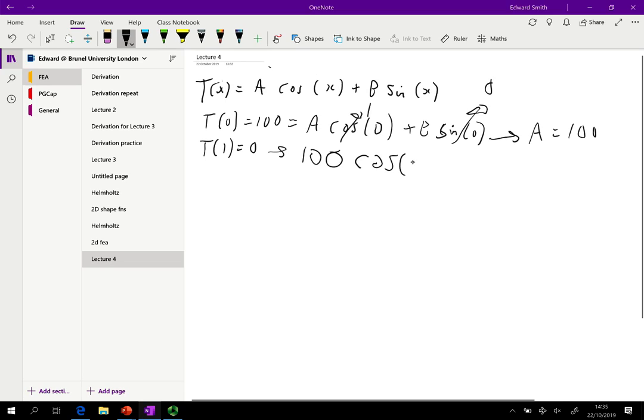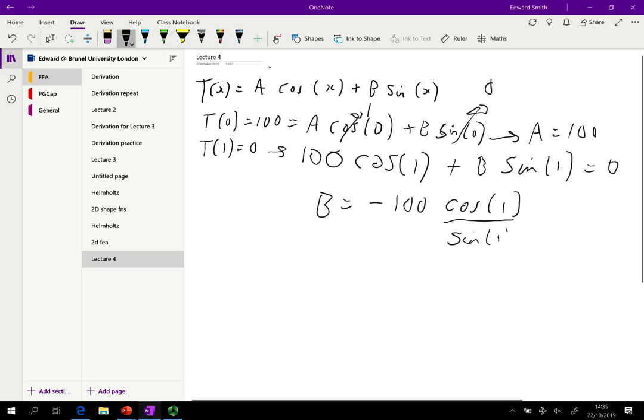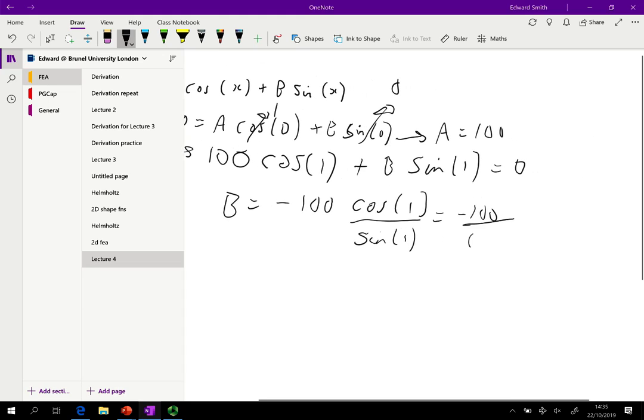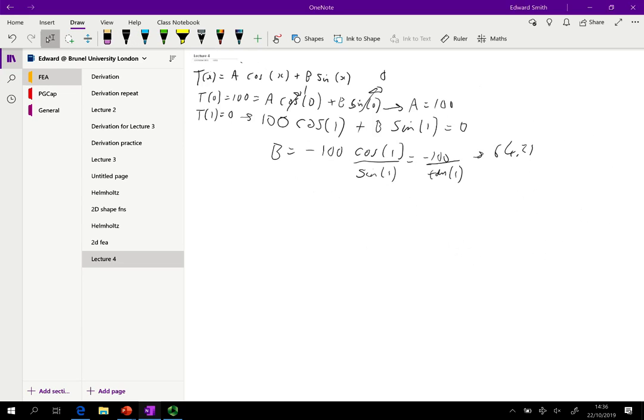But essentially, putting in a value, we get 100 cosine of 1 plus B sine of 1, and you have to do this on your calculator in radians. And that's equal to 0. So we can rearrange, and we see that B is going to be equal to minus 100 cosine of 1 divided by sine of 1, which is minus 100 over tangent of 1. If you put that into your calculator in radians, you end up with minus 64.21 for B.